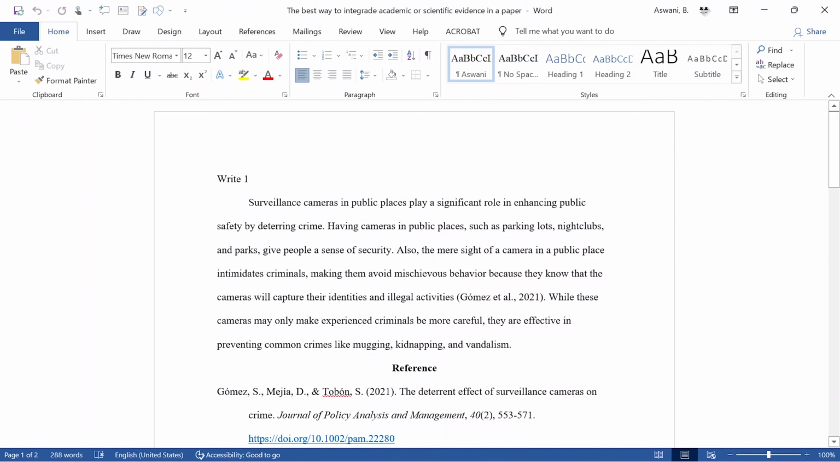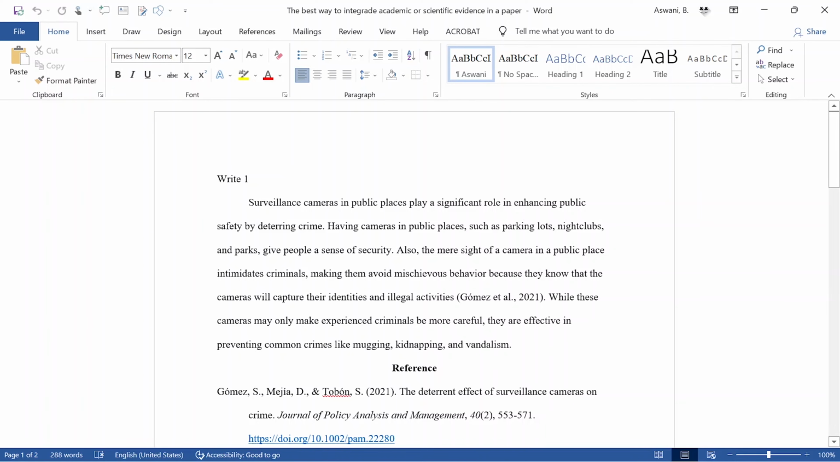Surveillance cameras in public places play a significant role in enhancing public safety by deterring crime. Having cameras in public spaces such as parking lots, nightclubs, and parks gives people a sense of security. Also, the mere sight of a camera in a public space intimidates criminals, making them avoid mischievous behavior because they know that the cameras will capture their identities and illegal activities.